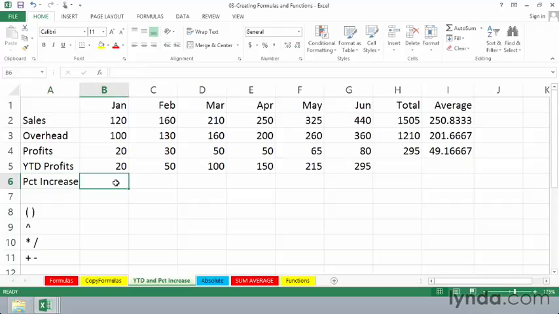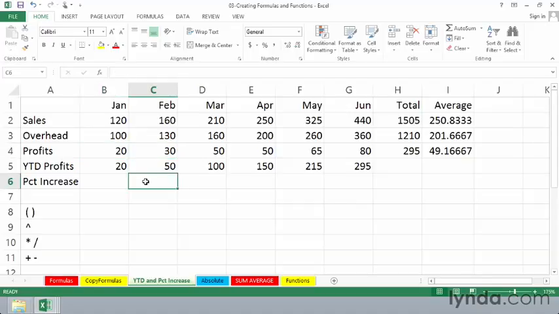Now, in January, we have no previous entry, so actually there's nothing to put in the cell for January here in cell B6. But starting in February, we want to either be comparing these two sales numbers or these two overhead numbers, possibly the two profit numbers. Let's suppose we're working with profits here. We want to show the percent of increase. We grew from 20 to 30.